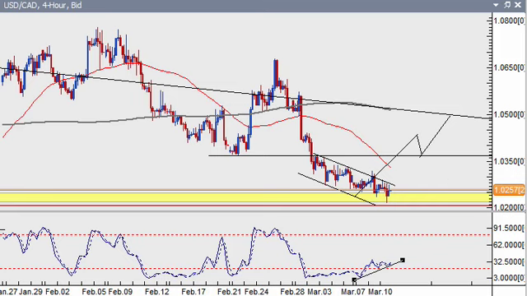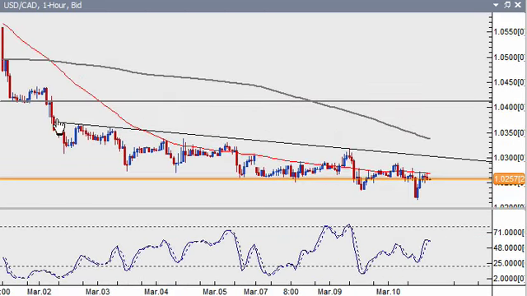Now looking at the 1-hour time frame, we can see this is our trend line here. If the market breaks above 1.03 and is able to establish a low above this area, then we may start thinking about the reversal possibility. But for now, the market looks poised.